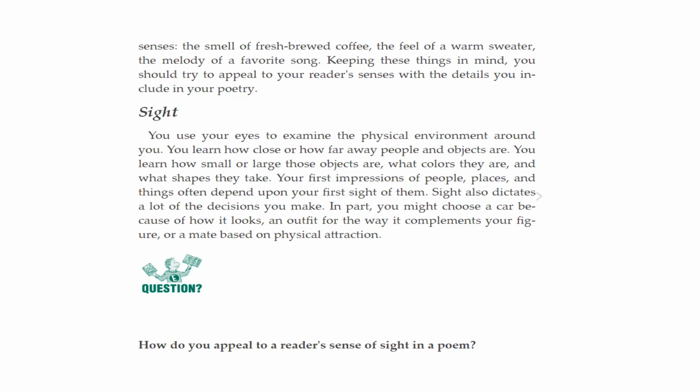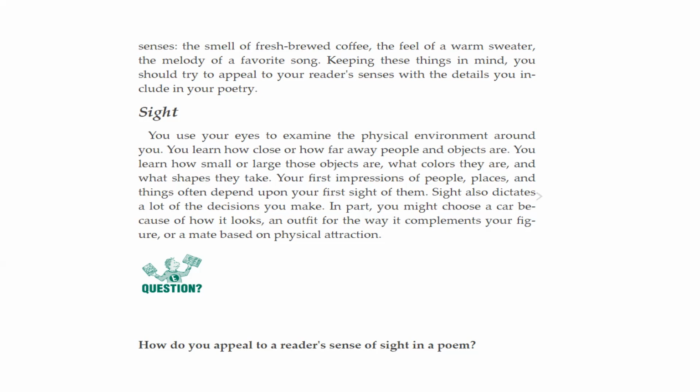Sight. You use your eyes to examine the physical environment around you. You learn how close or how far people and objects are. You learn how small or large these objects are, what colors they are, and what shapes they take. Your first impressions of people, places, and things often depend upon your first sight of them. It's true, the first impression, right? Sight also dictates, or shows, a lot of decisions you make.